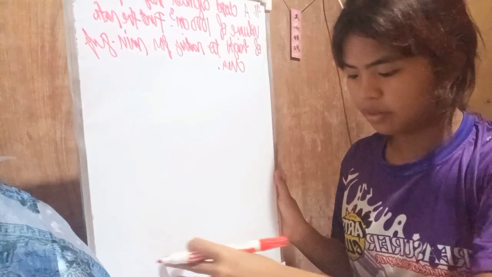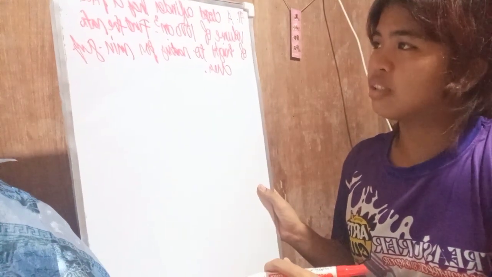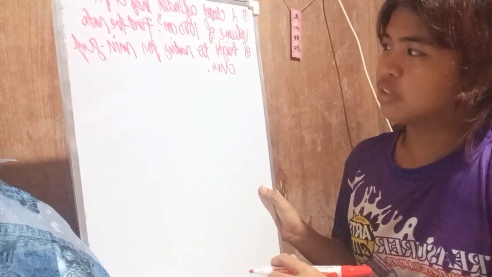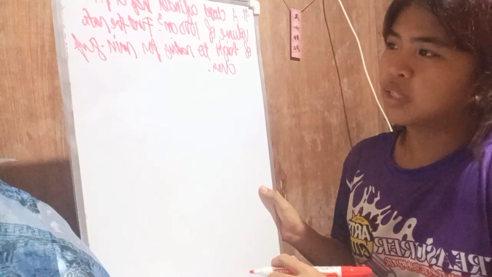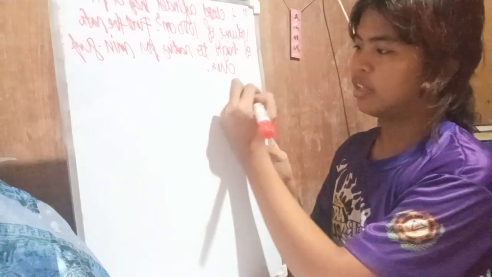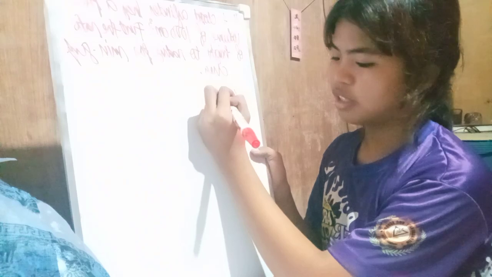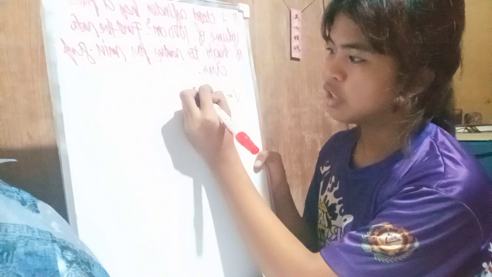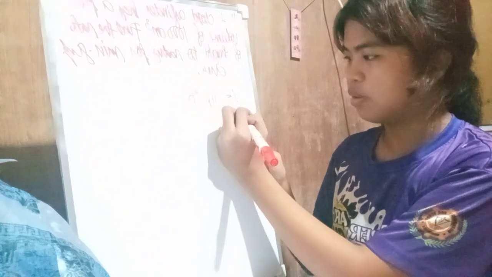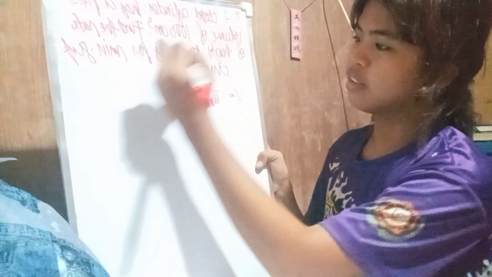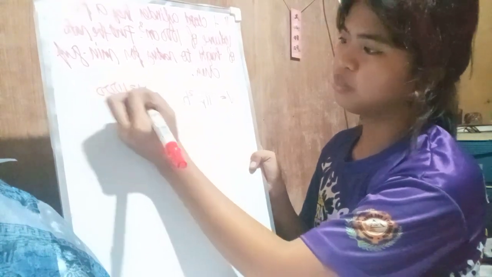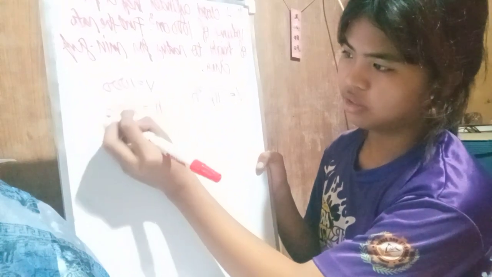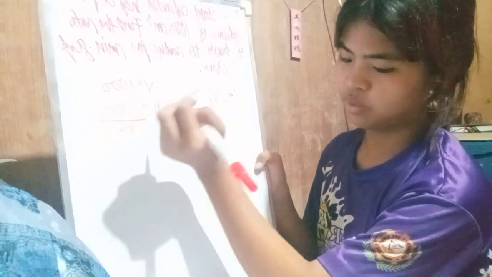And now 41. A closed cylinder has a fixed volume of 1000 centimeter cubed. Find the ratio of height to radius for minimum surface area. So we're gonna use the volume formula, which is V equals pi r squared times height. So we have here the given 1000 volume, and then the height, which is 1000 over r squared.